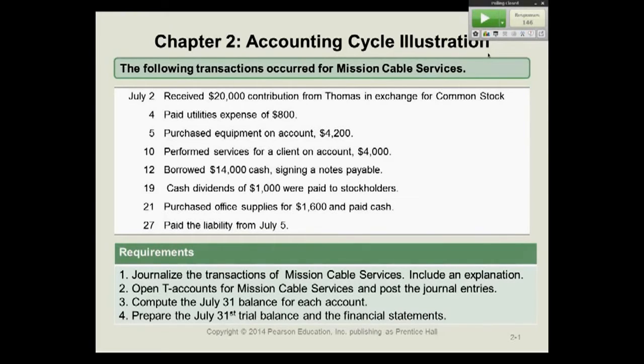Any other questions before we move ahead? Let's try the next transaction then. The next transaction tells us that we have a service performed for a client on account, and that is for $4,000. So for this one, let me get Tina Cara.